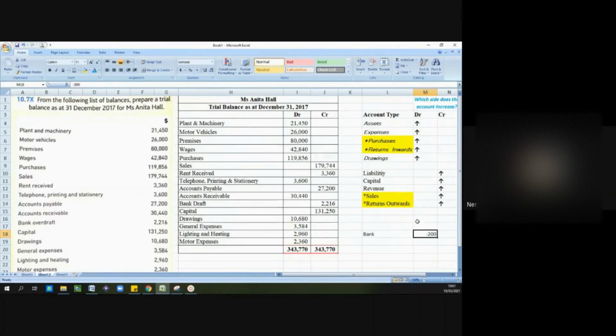So this rule will stand whereby assets, including bank, will have the balance brought down on the debit side. So you would need to write the balance brought down for that particular account on the debit side of your trial balance. Any questions, guys?